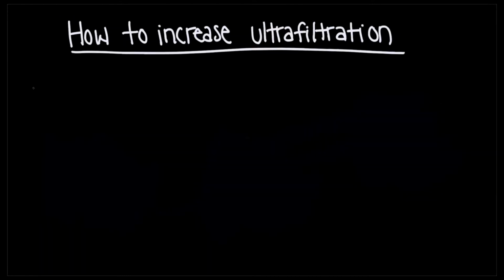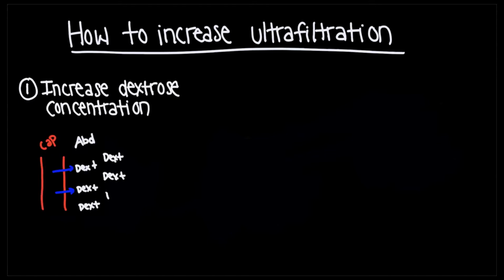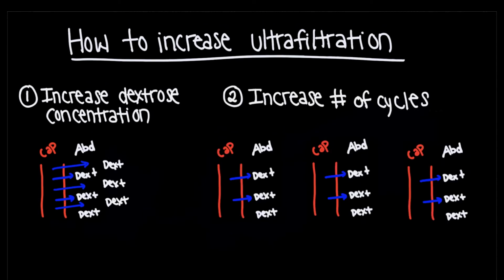So say we have a patient who we think is a little fluid overloaded. How should we get rid of the excess fluid and increase her ultrafiltration? The first thing we could try is to increase the dextrose concentration in our PD fluid. When we increase the concentration of dextrose, we increase our osmotic gradient, which increases our osmosis. The second way we could remove more fluid is to increase the number of cycles or exchanges we do in a night, so that we can continue pulling off fluid with each additional exchange.